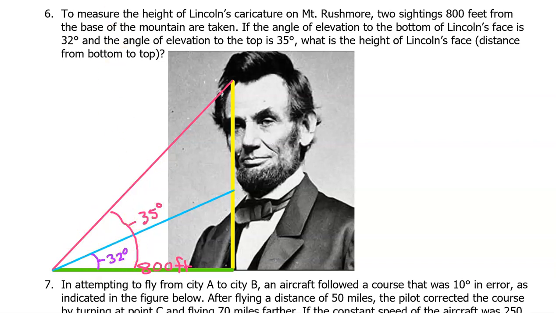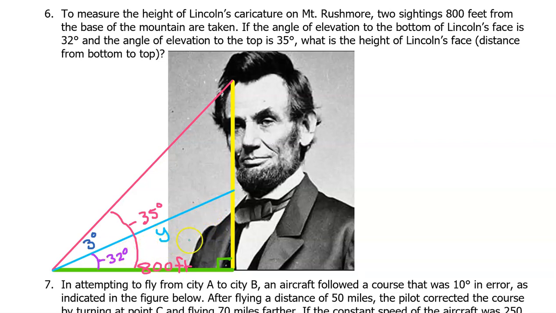One important thing to realize is the angle right here where I just put this question mark. What is that going to be? Well, if the large angle is 35 degrees and the smaller angle is 32 degrees, the angle in between is going to be 3 degrees. So this angle right here is going to be 3 degrees. Let's start by finding as many angles as we can.